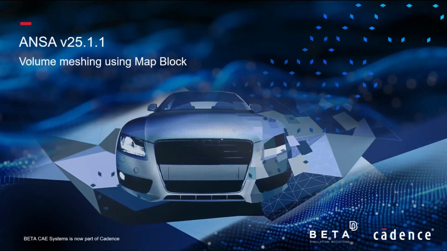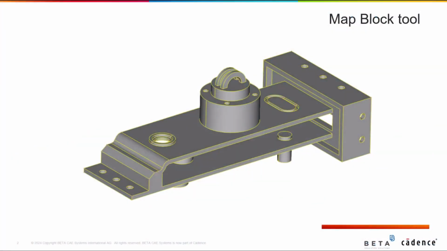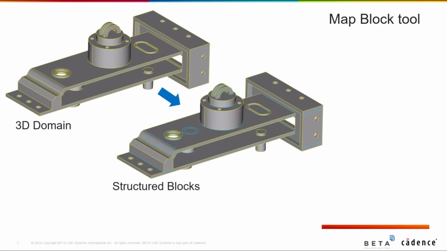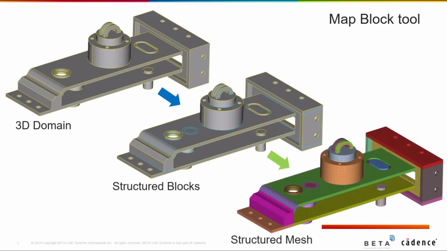Hello everyone and welcome. This is a tutorial video of volume meshing using the Map Block tool in ANSYS. The initial complex 3D geometry will be systematically broken down into smaller, more manageable structured blocks. This systematic decomposition will facilitate the generation of high-quality, structured hexahedral mesh.